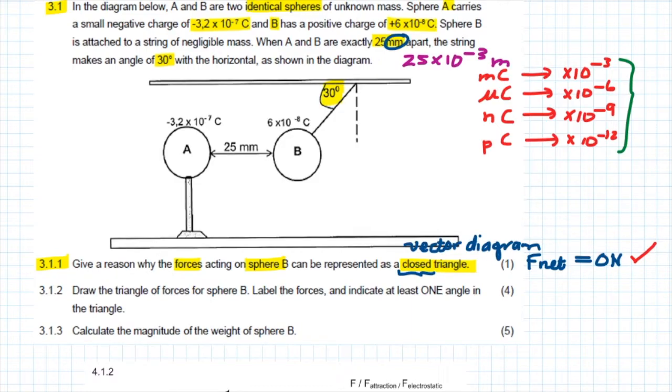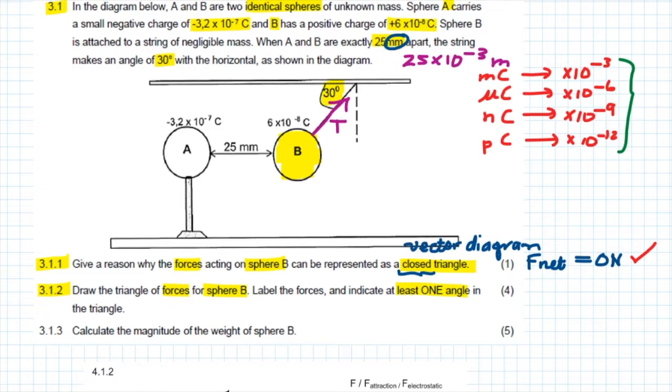Now question 3.1.2 says, draw the triangle of forces for sphere B. Label the forces and indicate at least one angle in the triangle. Before we do this, we need to identify what forces are acting on sphere B. Firstly, we know that it is attached to a string that is attached to the ceiling. It therefore has a tension force acting on it. There's tension in the string.